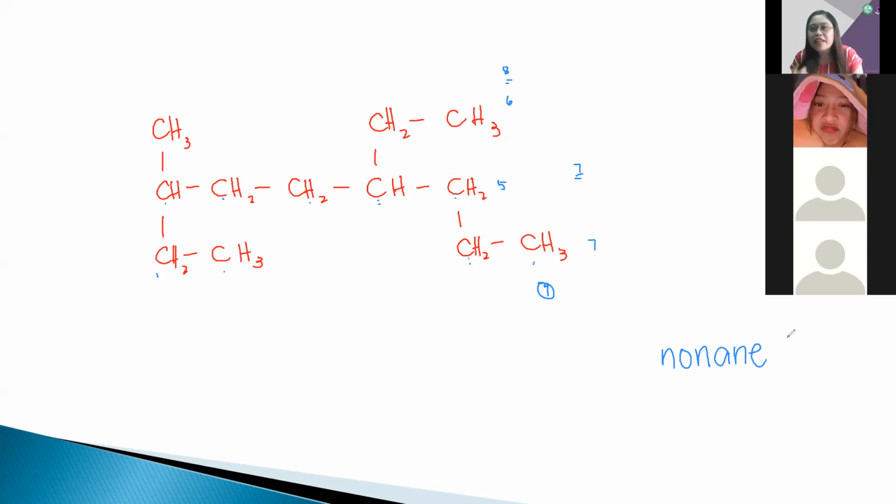So di ba sabi ko kanina, the parent chain, hindi talaga siya necessarily na straight chain lang. Pwede siyang lumiko-liko as long as dugtong-dugtong sila. Hindi ka mag-stop. And siya yung pinaka marami. So anong ginawa ko? This is 1, 2, dugtong sila, di ba? 3, 4, 5, 6, 7, 8, and 9. So, liko-liko siya pag ganyan. Okay, I hope nakita nyo.